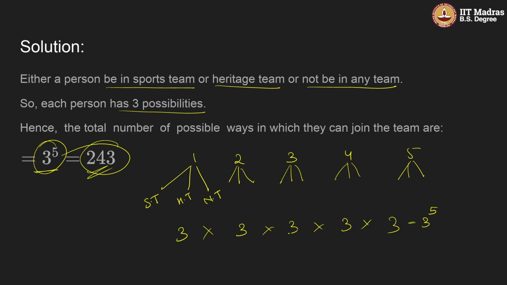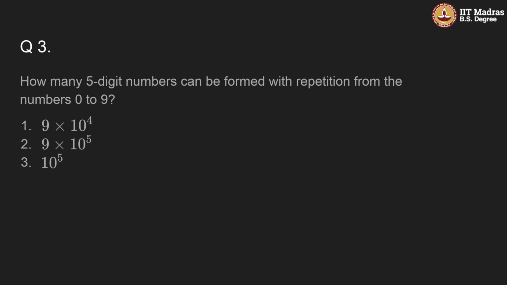Okay. Now, question third. How many 5-digit numbers can be formed with repetition from the numbers 0 to 9? So there are how many digits? 1, 2, 3, 4 and 5. And the numbers are being repeated here. And the numbers are chosen from 0 to 9, right? So there are in total how many numbers? 10 numbers are there. From these 10 numbers, we have to make a 5-digit number.